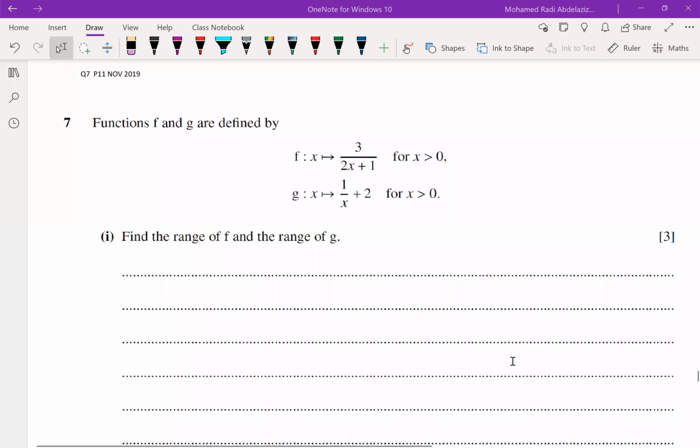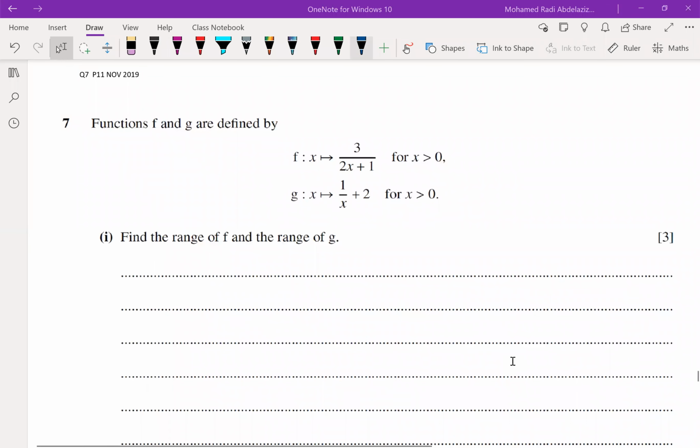Hi guys, in this tutorial I'm going to solve question number 7, paper 11, November 19. We have a function f(x) = 3/(2x+1), where x > 0, and another function g(x) = 1/x + 2. The domain of each is given. Find the range of f and the range of g.